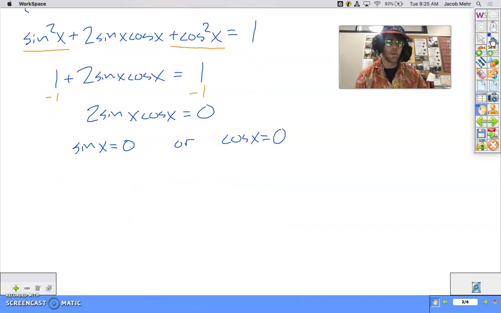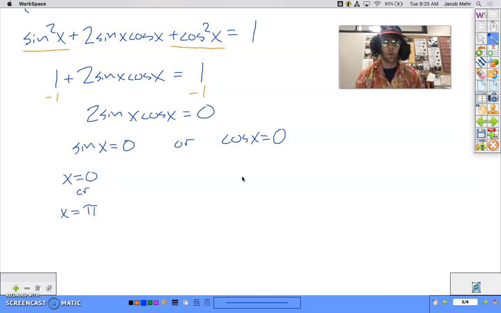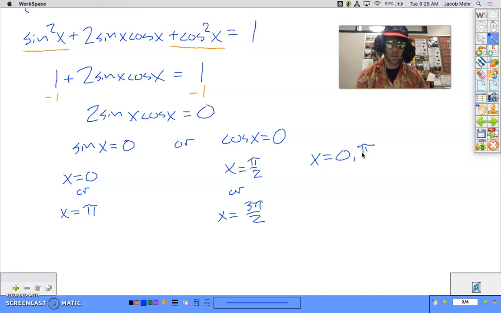Now, where do these things happen? I can flip to the unit circle. I don't think I need to. The sine is equal to 0 at 0 or pi. The cosine of x is equal to 0 at pi over 2 or 3 pi over 2. So it looks like it happens every pi over 2. It happens at 0, pi over 2, pi, 3 pi over 2, it would happen again at 2 pi.